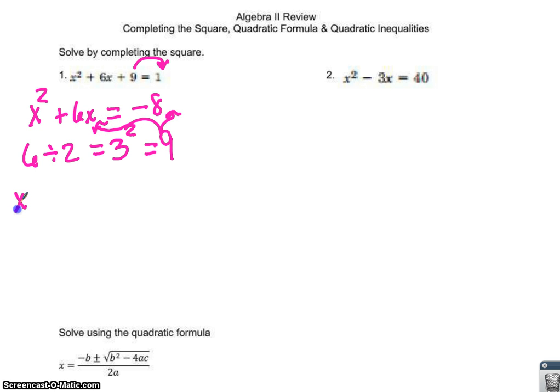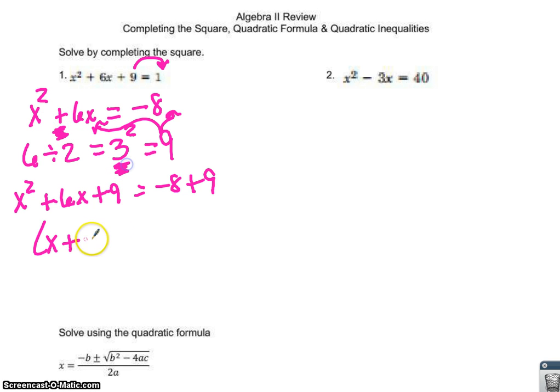So it becomes x squared plus 6x plus 9 is equal to negative 8 plus 9. You're going to rewrite the left. X, you use whatever symbol you had in the original problem, so plus whatever number you squared, so 3. X plus 3 quantity squared is equal to negative 8 plus 9, which is 1.